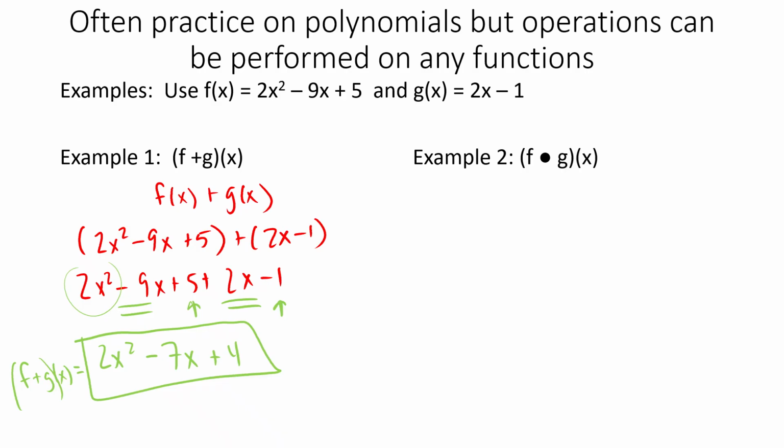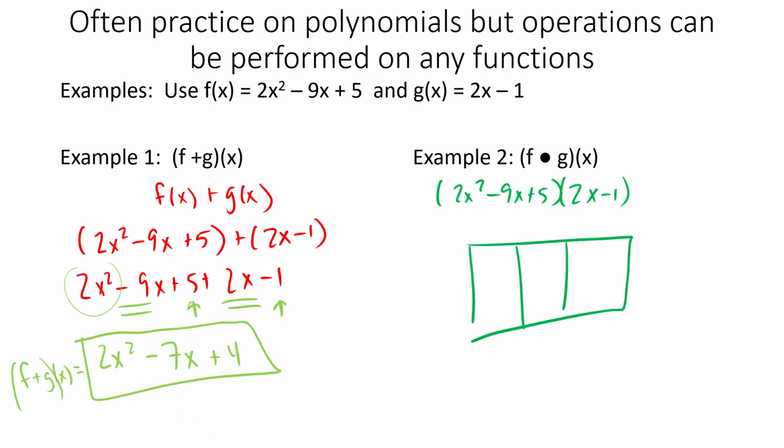So we have our big solid dot there. What that means is we're going to take function f, and there's our function f, and we're going to multiply function g. Because in this video series I have really emphasized the area model for these operations, that is the one I'm going to use, but you are free to use whatever your teacher has told you to use. So here we have 4x to the third minus 18x squared plus 10x, minus 2x squared plus 9x minus 5.